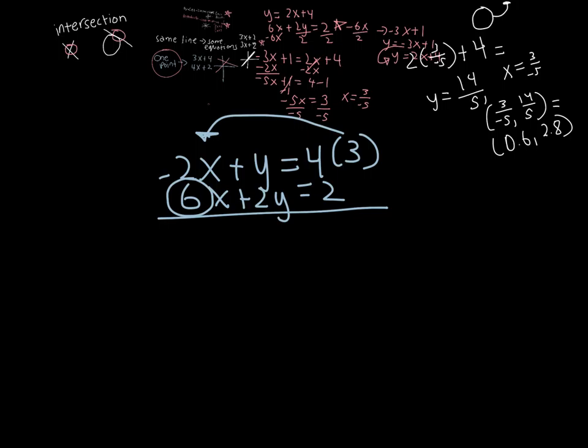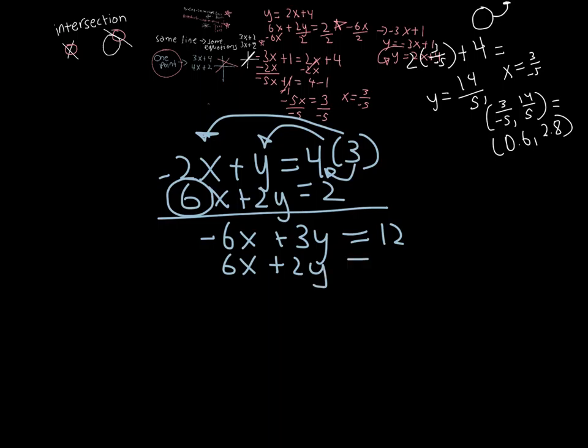So what it will end up looking like is negative 6x plus 3y, because you have to multiply every single variable by 3, equals 12, and the bottom will stay the same. So it would look like 6x plus 2y equals 2. So now you can cross out the x's because they cancel out, and you just add this up.